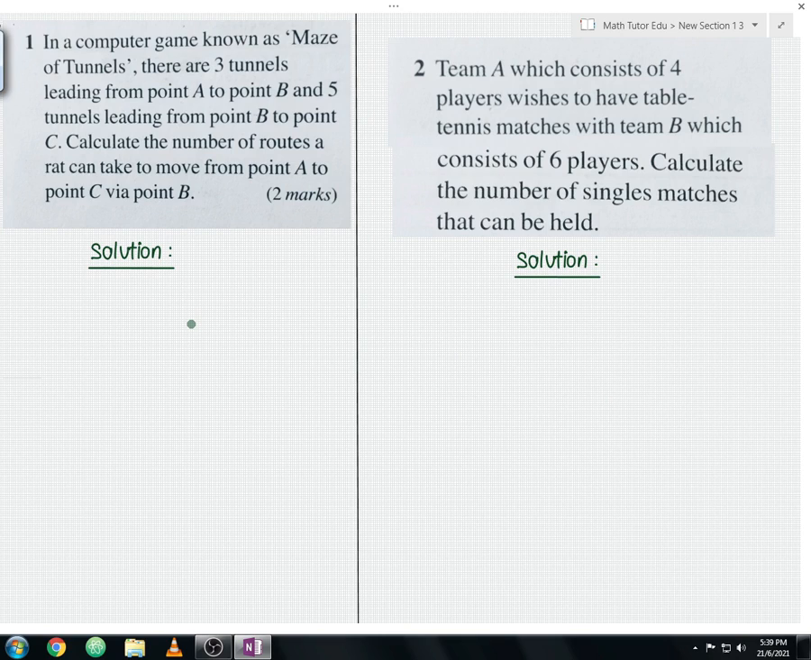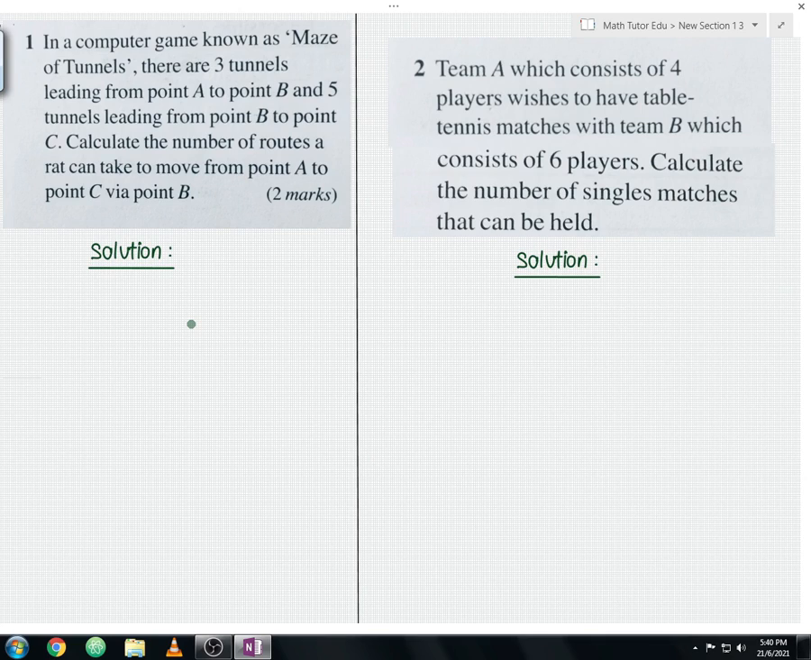In this video, I'm going to discuss two questions which involve the multiplication principle. This multiplication principle is a fundamental that you should really know before you proceed to learn about permutations and combinations. So now we are going to solve two questions involving the multiplication principle concept.